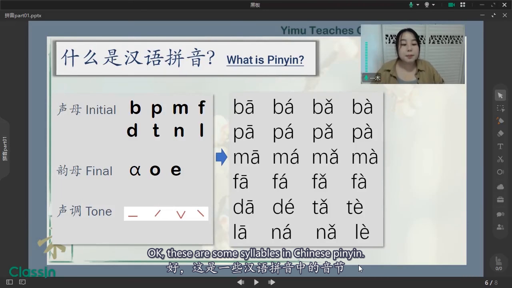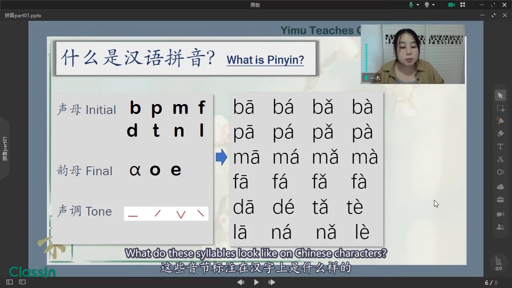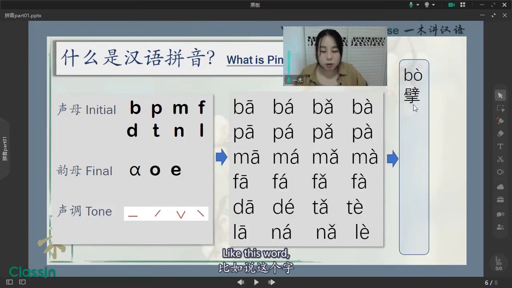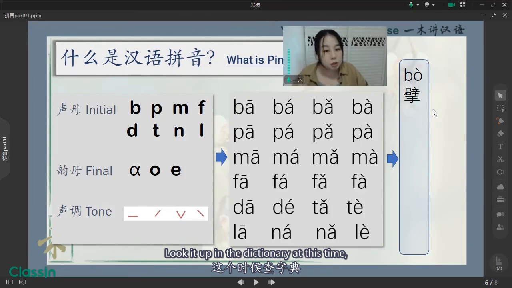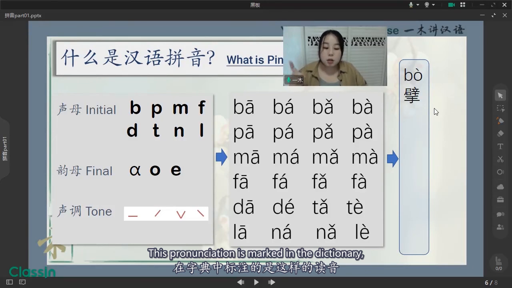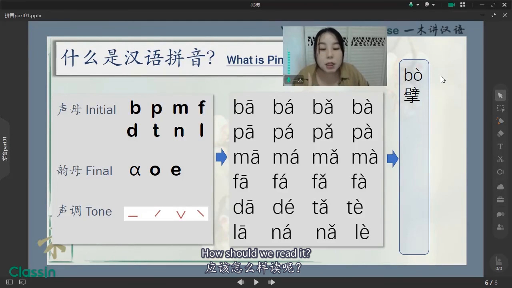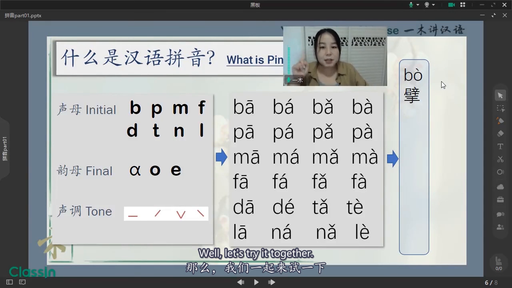Okay, these are some syllables in Chinese pinyin. What do these syllables look like in Chinese characters? Like this word. If you see this word and don't know how to read it, look it up in the dictionary at this time. The pronunciation is marked in the dictionary. How should we read it? Well, let's try it together.